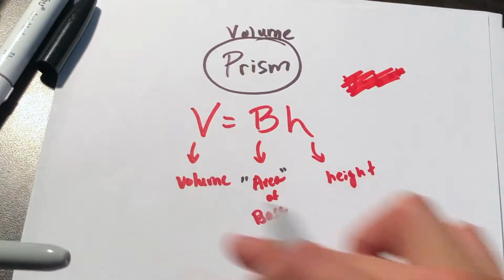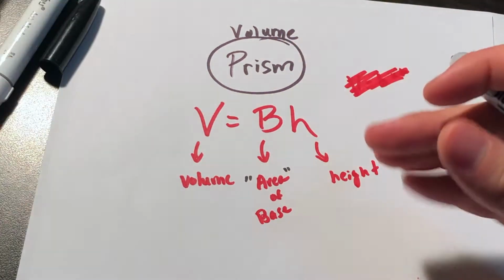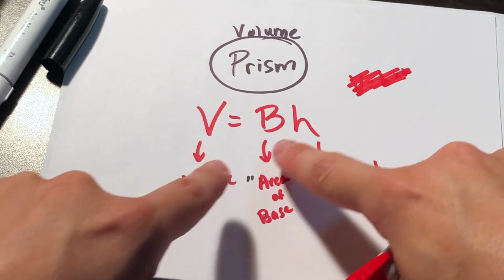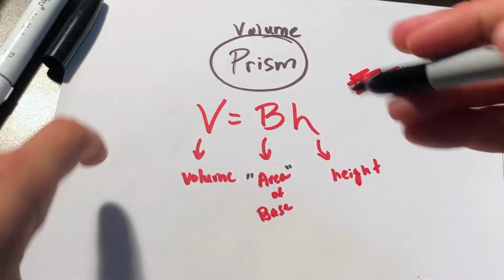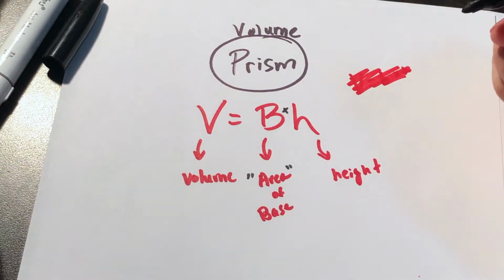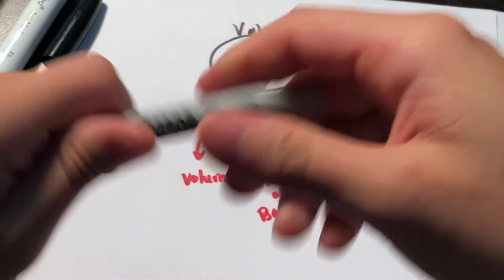So to find the volume of a prism, this is all you need. You need to know the area of the base and the height. Now, those letters are next to each other, and when they're next to each other, you guys should already know, but I'm just gonna remind you, they're multiplying, okay? That's what that means. You're multiplying these two letters together.